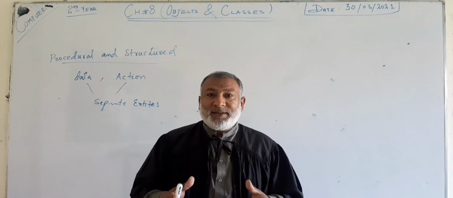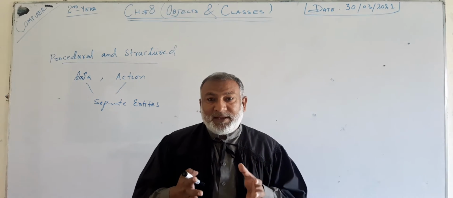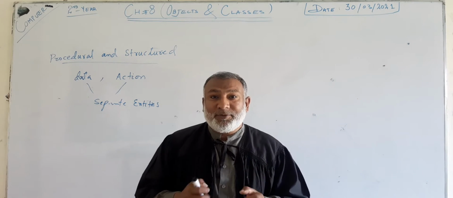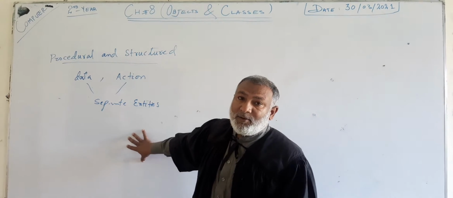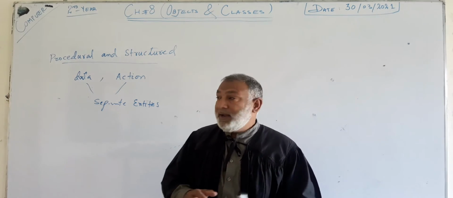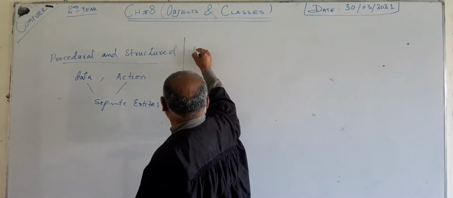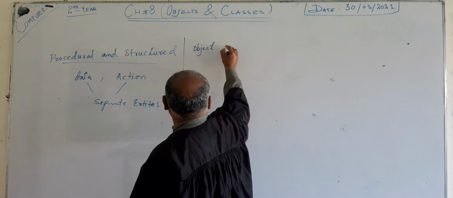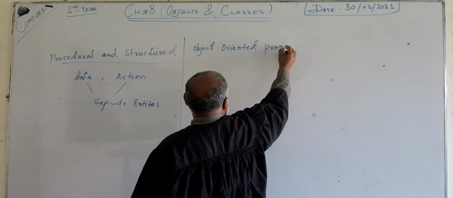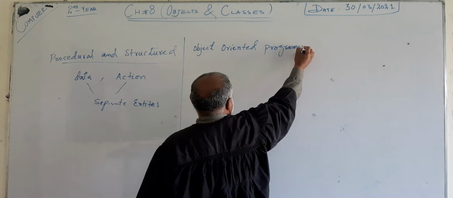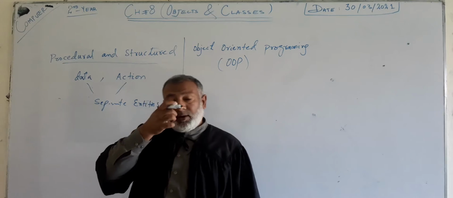So the programmer has a great concern that if we are using our data, the data must be secure, it must be locked, it must be encapsulated. So for this purpose, a new technique of programming emerged and now it is being used all over the world, and that is called object-oriented programming. Shortly, it is called OOP.